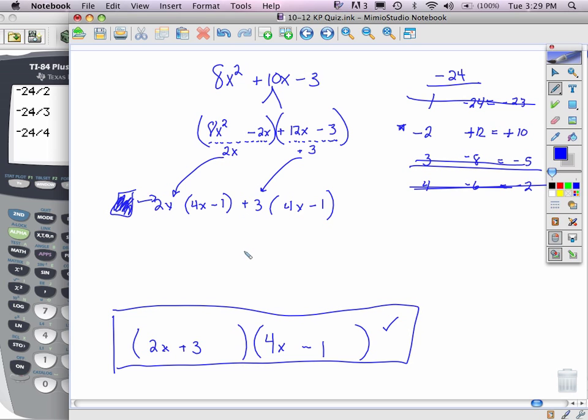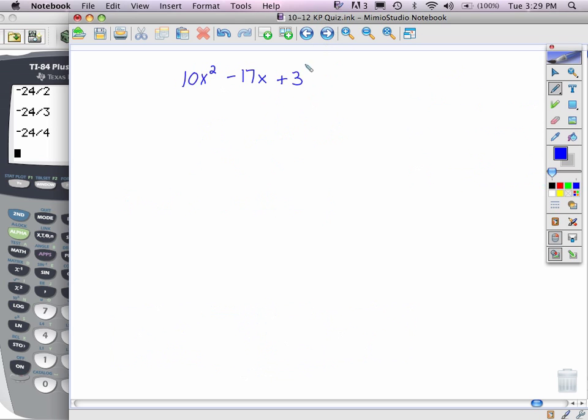You can pause this, go back to the beginning if you want to look at this problem done again. Now just a reminder, if you want to check this problem to make sure it equals what I originally had, all you have to do is multiply these two factors, or these two binomials. Just multiply them out, and what you should get is our original answer.